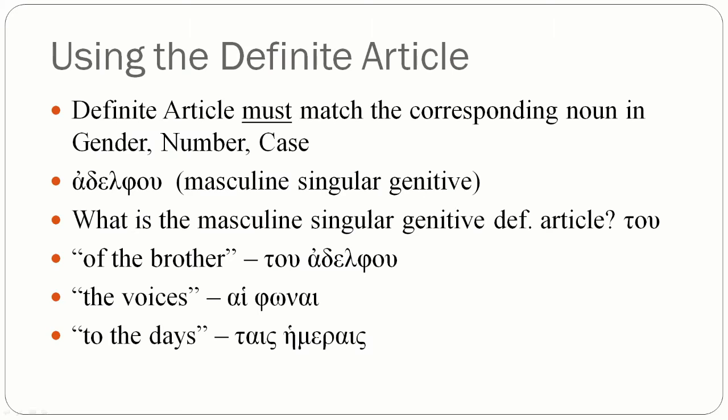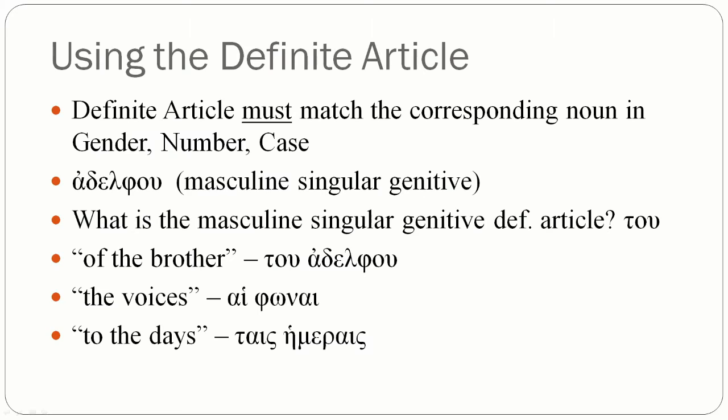The definite article is generally used in conjunction with a noun. It's the something. The computer, the car, the book, the scriptures. Whatever noun this article is matched up with, it must match the definite article in gender, number, and case.